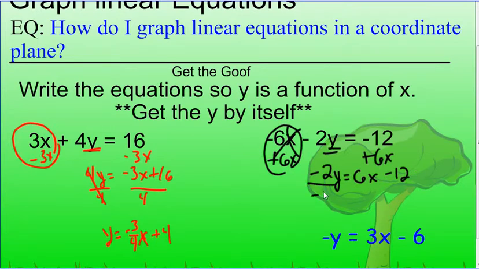Divide both sides by negative 2, and we'd get y equals 6 divided by negative 2 is a negative 3x, and negative 12 divided by negative 2 is a positive 6. So it actually looks like the thing that was forgotten here is they forgot to get rid of this negative. They only divided by 2, not negative 2.